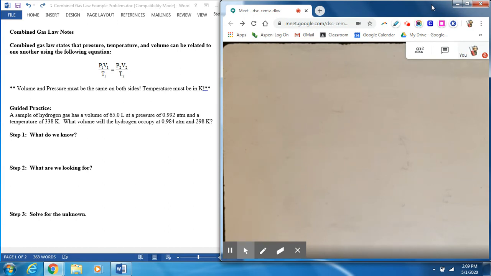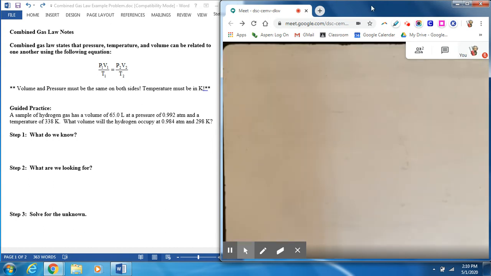Using something called the combined gas law, we can actually quantitatively predict just how those values will change if we start to alter them. So the combined gas law should appear on my screen here that you guys can see right over here. And it says that P1 V1 over T1 is equal to P2 V2 over T2.